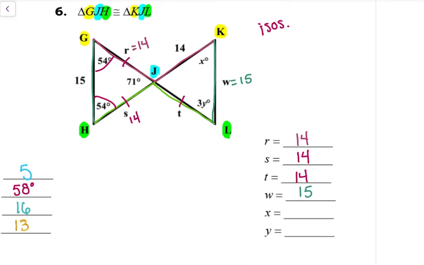Okay, next is X. X is this angle right here, which is on this yellow K, so that's going to be the same as the other yellow angle, which is G, which is 54. So this one also has to be 54 degrees, so X has to be 54 degrees.